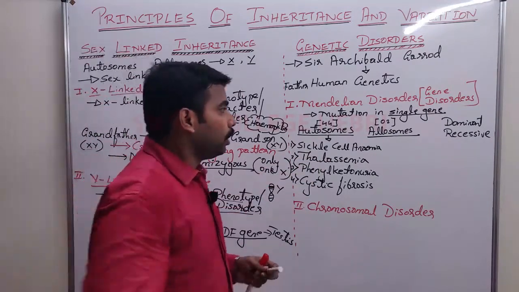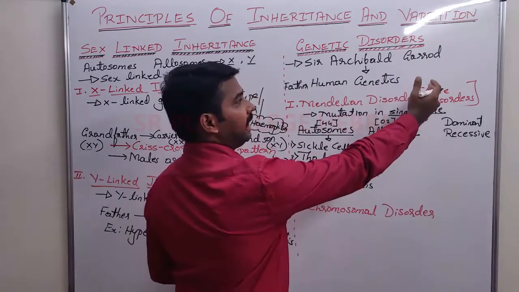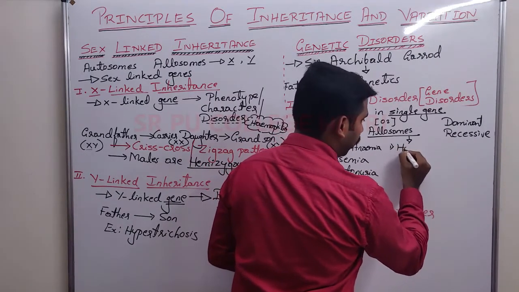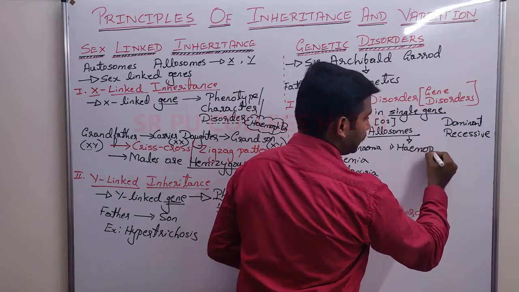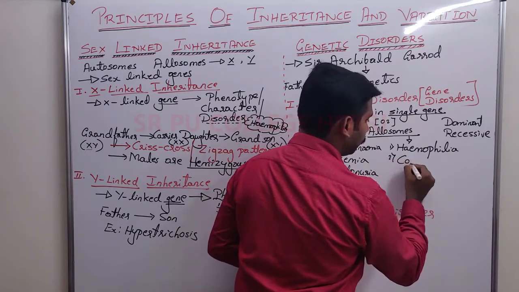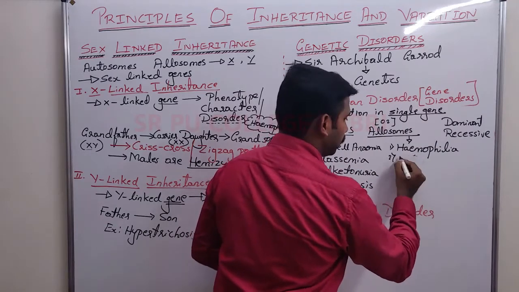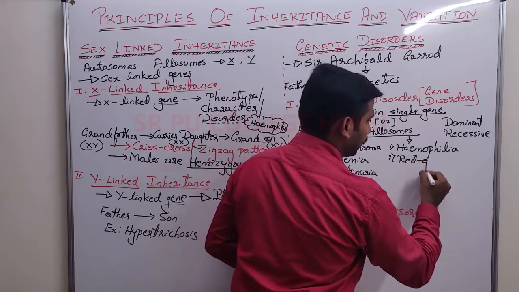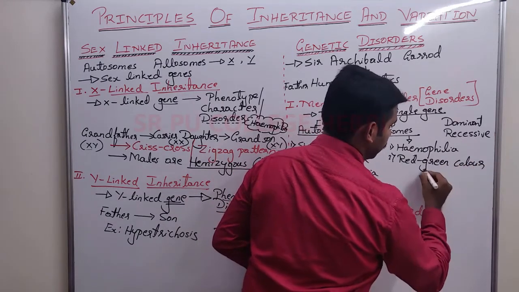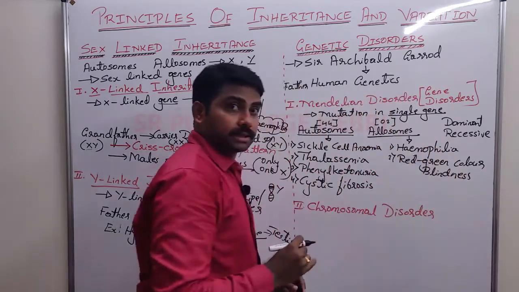Now which are the examples for allosomal Mendelian or gene disorder? The two very important ones, which I already told you, one is hemophilia. And number two, one more is red green color blindness.